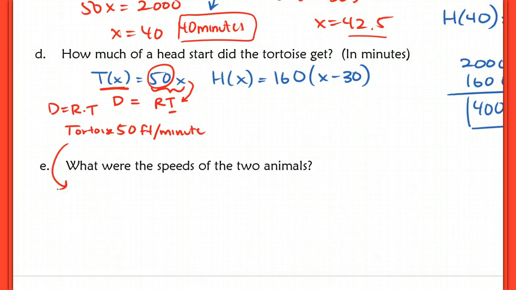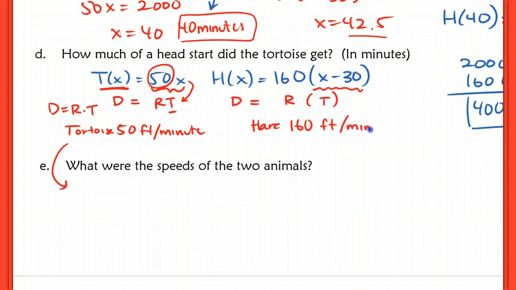Now, in the hare's function, it's the same idea. The distance is equal to rate times time. This expression here gives me a time. So real quick, I want to do the rates a little bit easier here. The hare is going 160 feet per minute. That one's a little bit more obvious. It's right here.